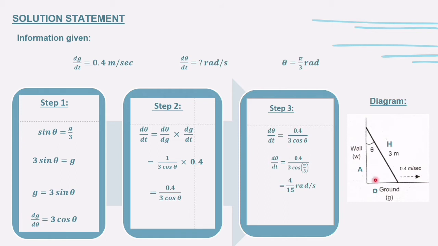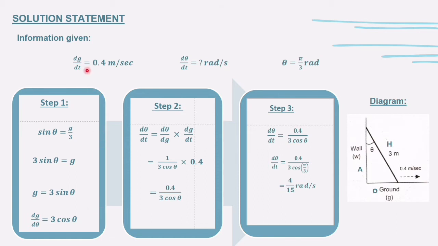We need to look back at the diagram. So we know that sin equals O divided by H, where the value of H is 3 and the value of O is g. So we just need to substitute the information given, and then 3 will go to the left side and it will be 3 sin theta equal to g. After that, we need to differentiate g and it will be dg over d theta equal to 3 cos theta. For step 2, we know that the question asks us to find d theta over dt. We already have the information about dg over dt and also dg over d theta.